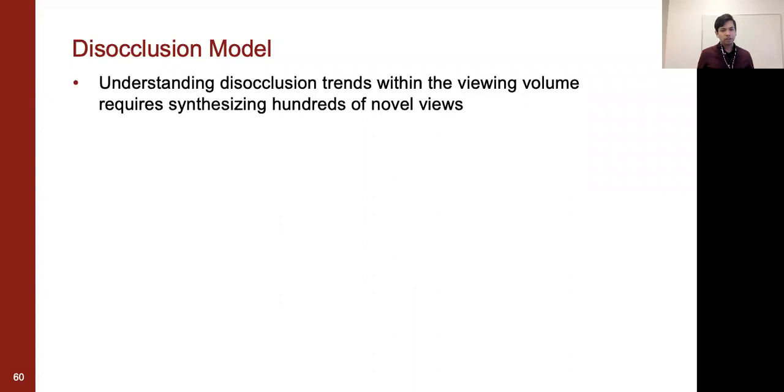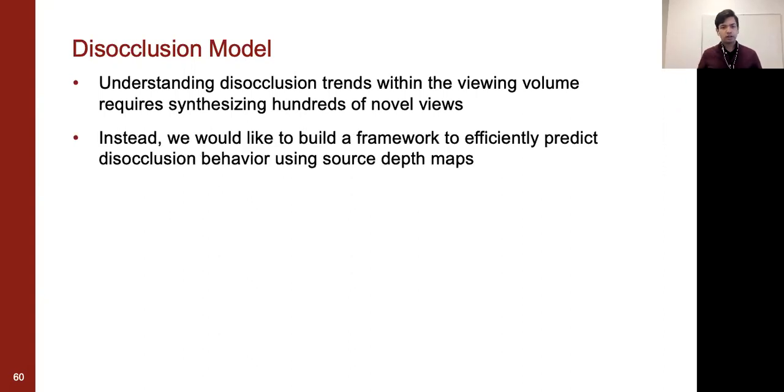Understanding the high-level behavior of disocclusion trends within the viewing volume typically requires synthesizing hundreds of novel views and then measuring disocclusion holes in each synthesized view. This is often time-consuming and computationally intensive, and instead we would like to come up with a theoretical model that can efficiently predict the disocclusion behavior using just the source depth map.